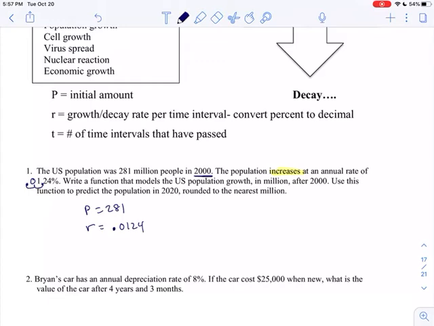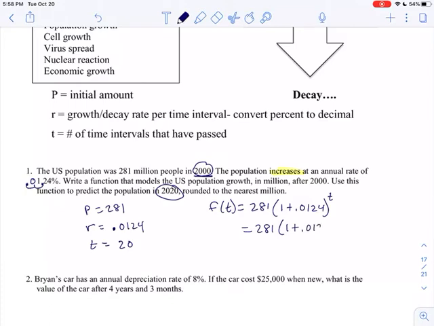Write a function that models the U.S. population growth in millions after 2000. Use this function to predict the population in 2020 rounded to the nearest million. So I'm starting in the year 2000 and I want to find the population in 2020. So my time is 20 years. All right, so my function is going to be P, 281, times 1 plus the rate, 1.0124, to the T. T can be any rate of time.